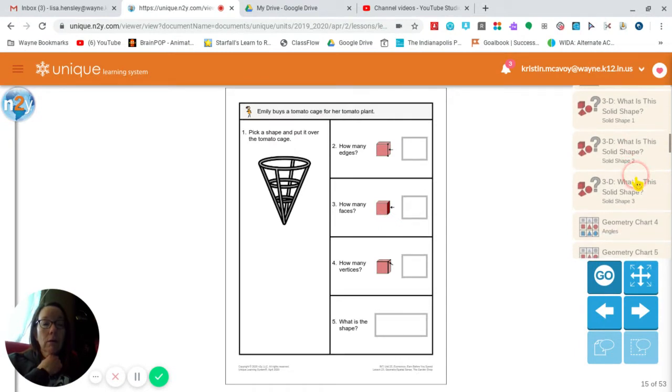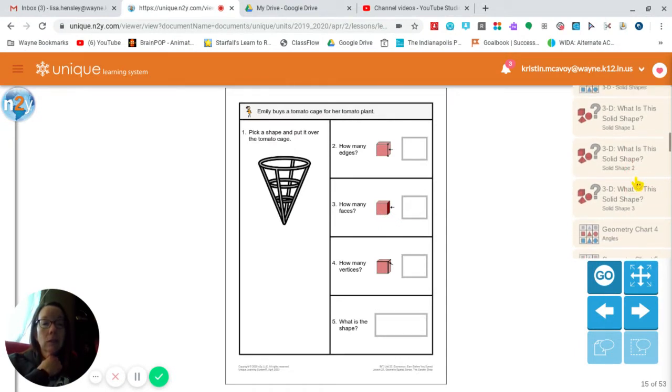And then you're going to go and cut out on page 26 the shape and place it over this to help you know what shape it is. And then you can also cut out the shape answer here. All right, so it says Emily buys a tomato cage for her tomato plant. So they're planting a garden. Have you guys ever seen a tomato cage? It's like made out of metal, kind of wire stuff, and it's placed over tomato plants to give them support as they grow taller and taller, because those are kind of floppy plants. So that's what this is.